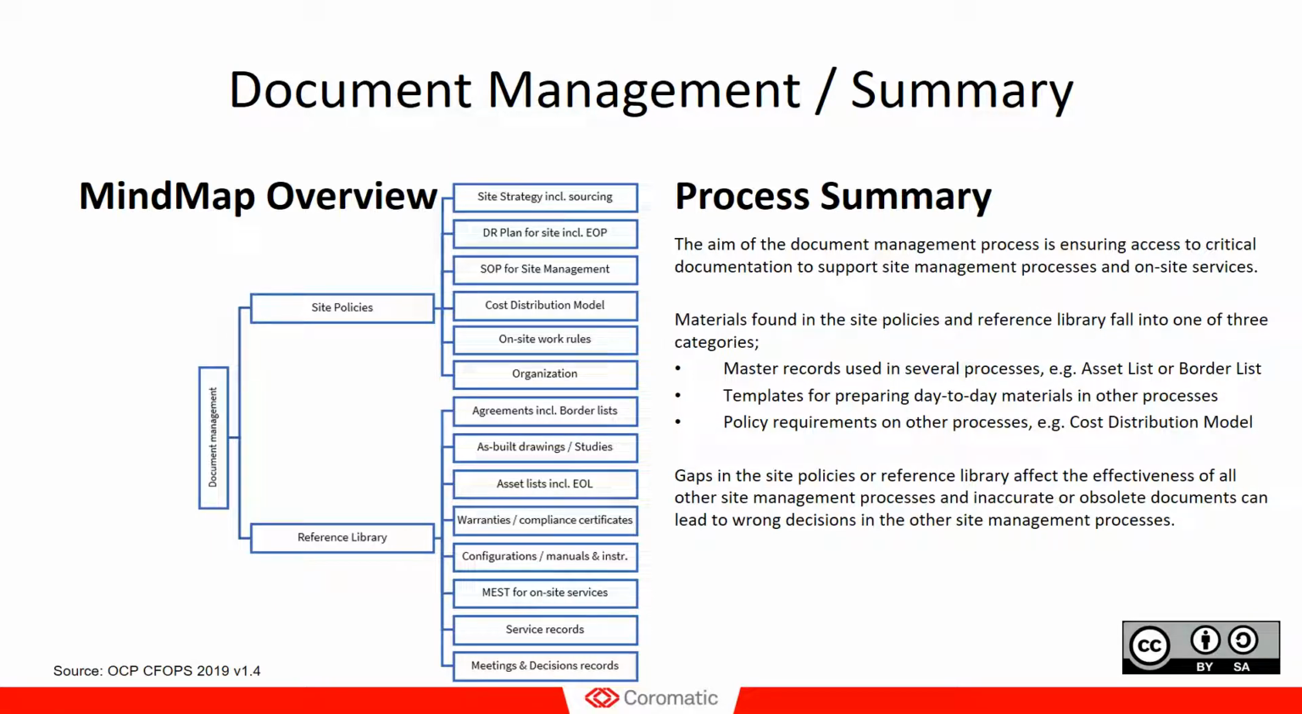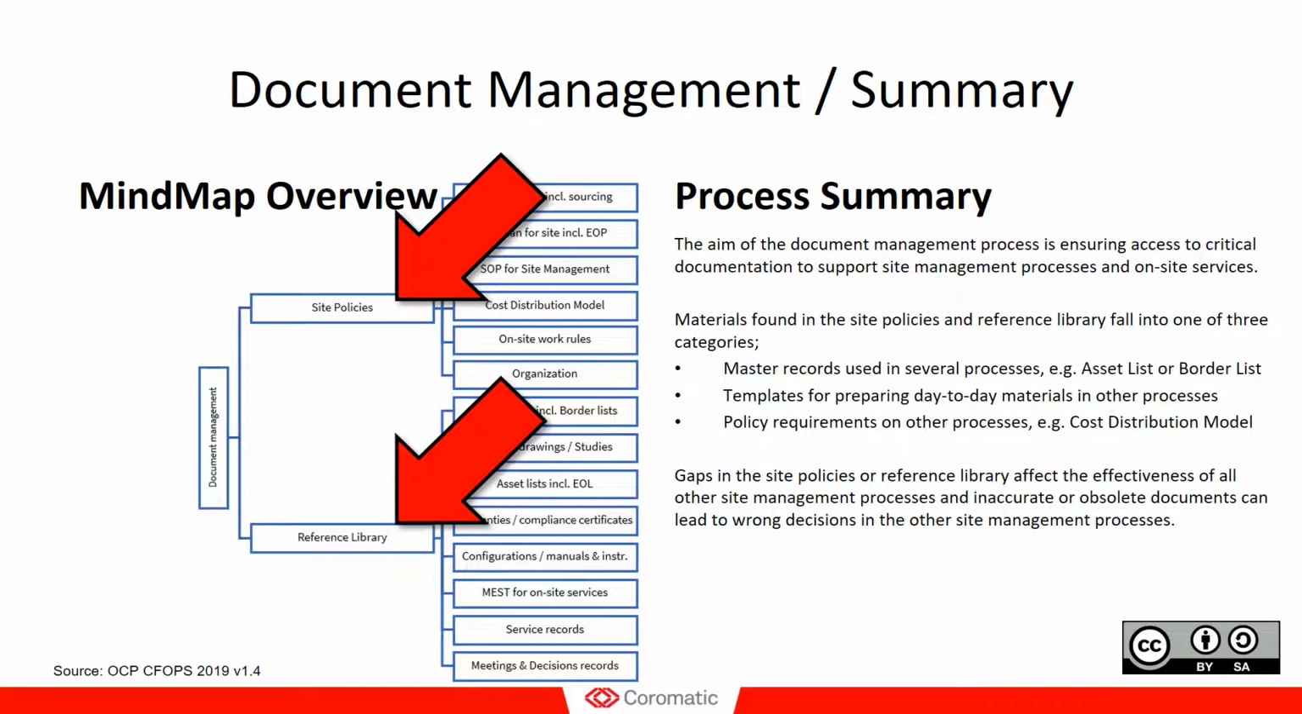The document management process is split into 2 groups of documentation. The first one is site policies that drive and control and govern the site operations, and the other one is the reference library that contains the up-to-date documentation, or if you like, the records of the current documentation for the site or sites in scope for the delivery. The aim of the document management process is to ensure that critical documentation that supports the site management processes and on-site services is always available for those who should have access to it.